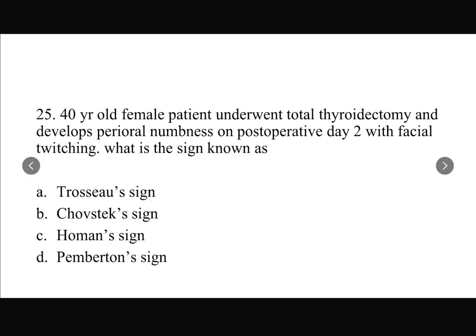A 40-year-old female patient underwent total thyroidectomy and develops perioral numbness on postoperative day 2, with facial twitching. So this sign is known as the Chvostek sign. If the question is carpopedal spasm, then it will be Trousseau's sign. And Homan sign is seen in DVT. Pemberton sign is due to superior vena cava compression because of retrosternal goiter.